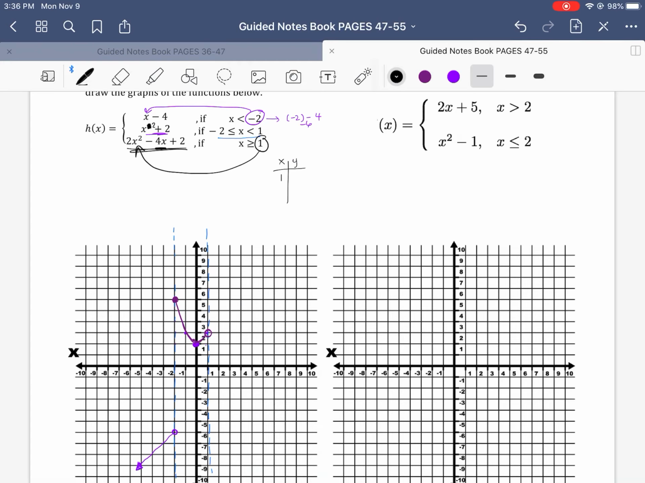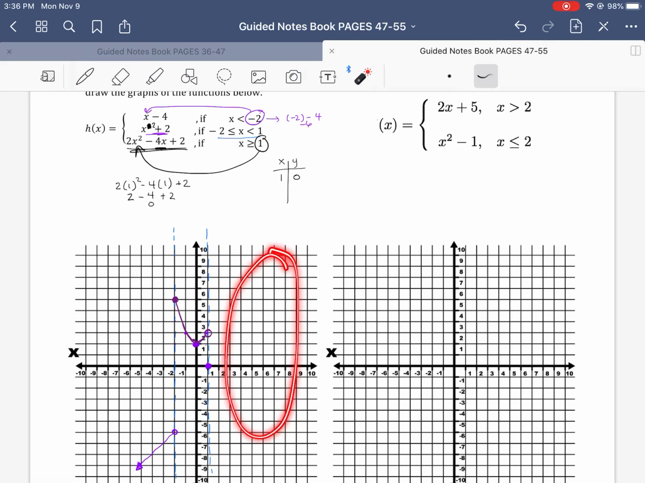And maybe I'll make a little table just to keep track of my values. So I'm going to put a +1 in here. So 1 squared is 1 times 2. That's just 2 minus 4 plus 2. That looks like it's going to give me 0. Right? So I know that on my graph, I'm at +1, I'm at 0, and that's in a closed circle. So right there on the graph.